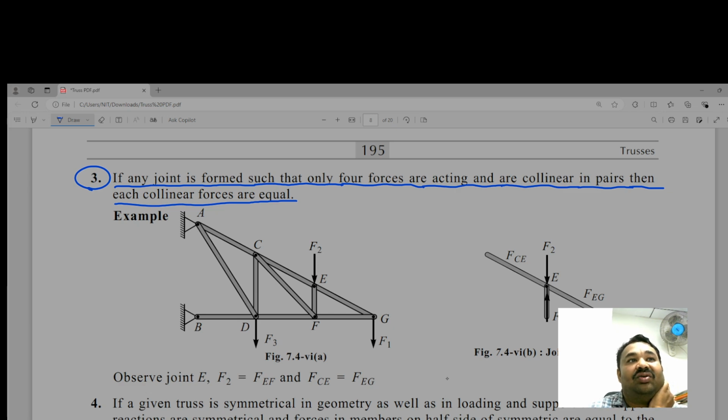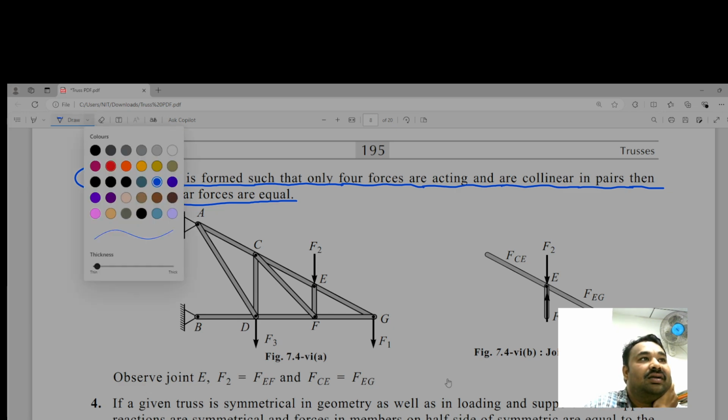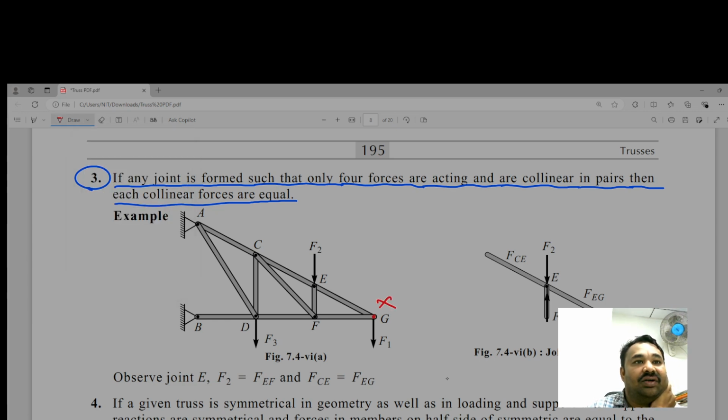So identifying, see here, this joint is not eligible, joint F is also not eligible, joint D is also not eligible, B is not eligible at all, joint A is also not eligible. What about joint E? Joint C is also not eligible, because you can see this one and this one are both collinear, but only one pair is collinear. But what about this one, both are not collinear. So the only eligible joint is E, which is drawn here.